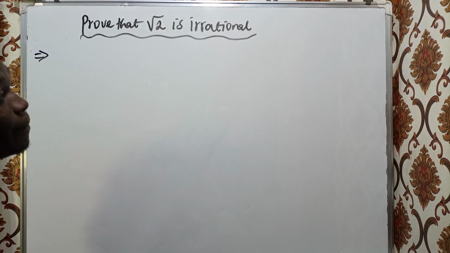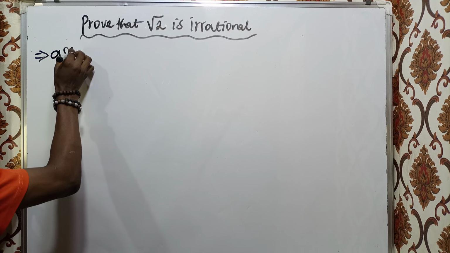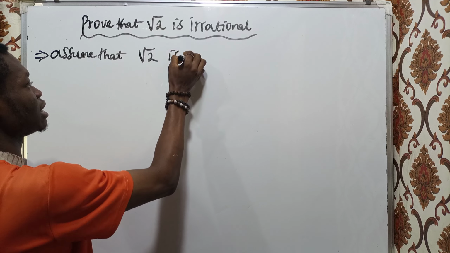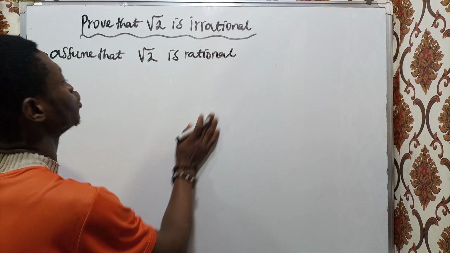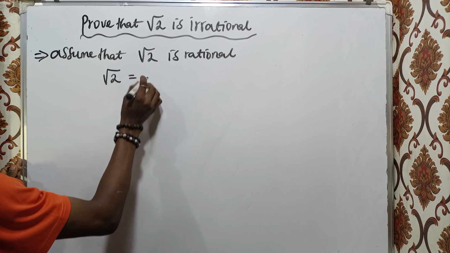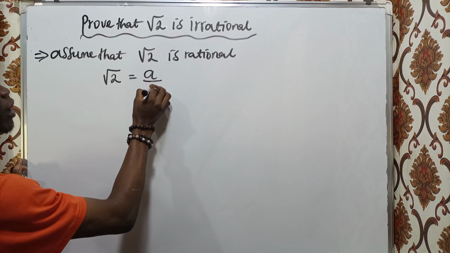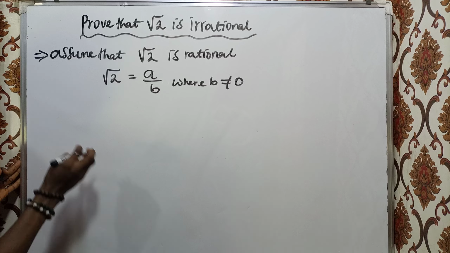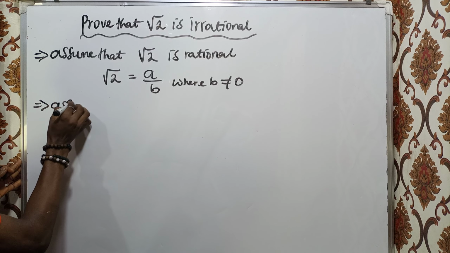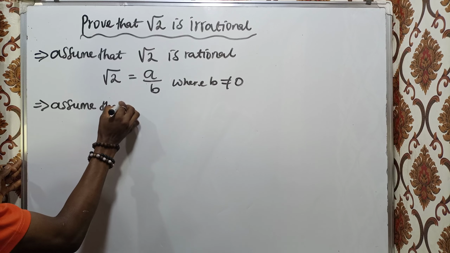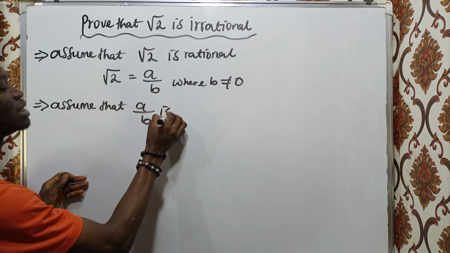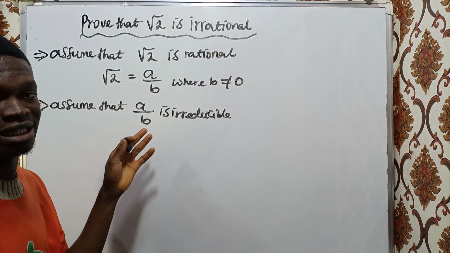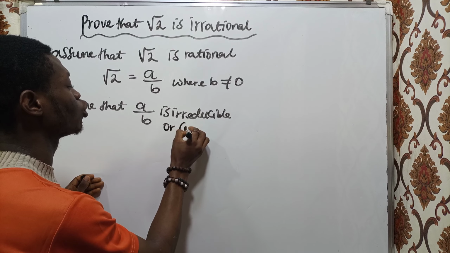we are going to prove it by contradiction method. So we are going to assume that square root of 2 is rational first. So square root of 2 being rational means that it must be in the form a over b, where b is not equal to 0. Another assumption is that a over b is irreducible, or it means that a over b are in their lowest terms, or coprimes.